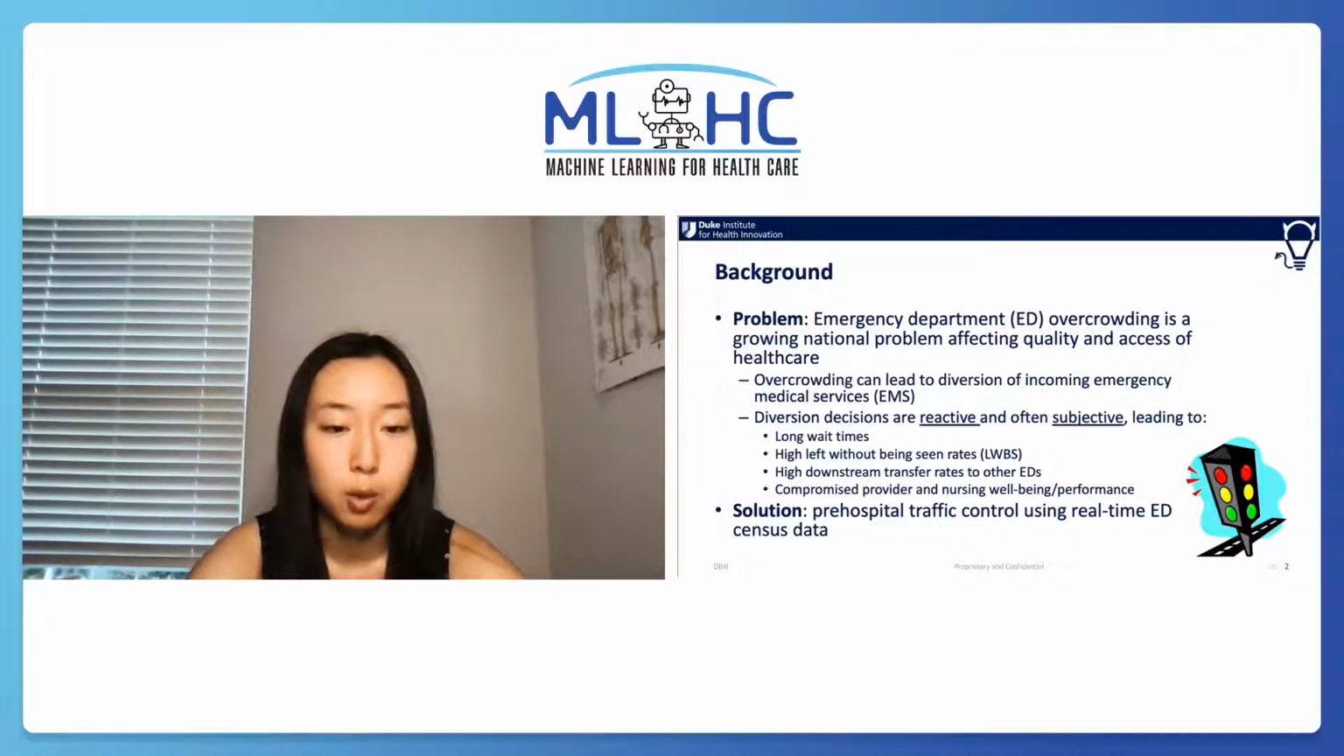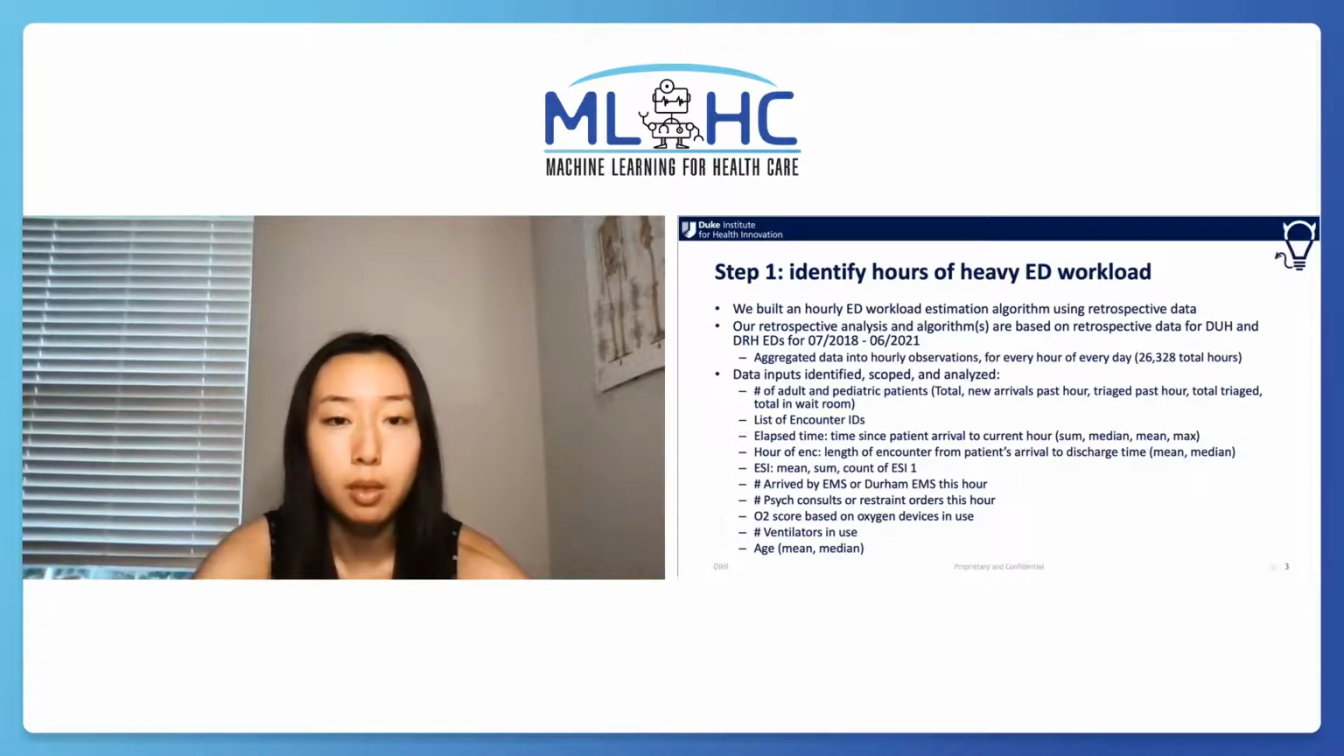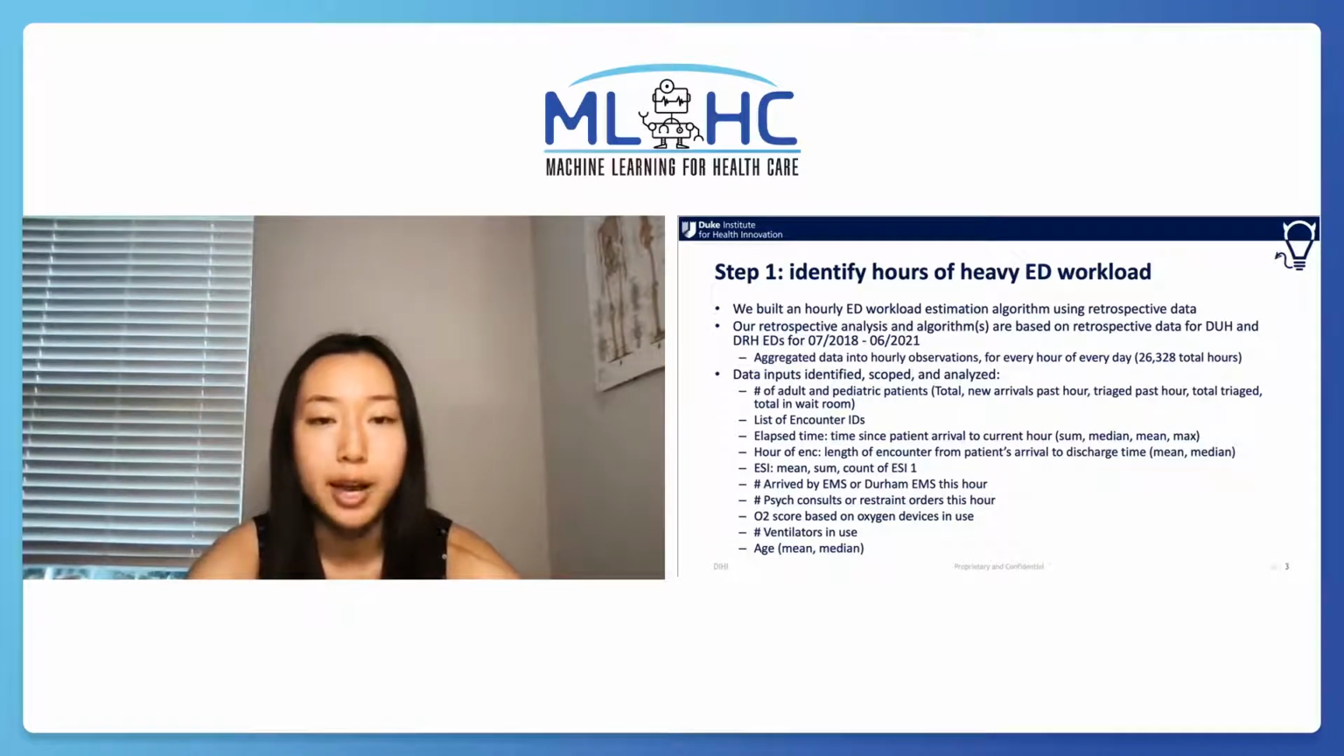Our solution, therefore, was to build a pre-hospital traffic control support tool that utilizes real-time ED census data. This would help drive the decisions as to where patients are transported and hopefully ultimately reduce the need to go on diversion status. The first step of our process was identifying a way to define hours of heavy ED workload.